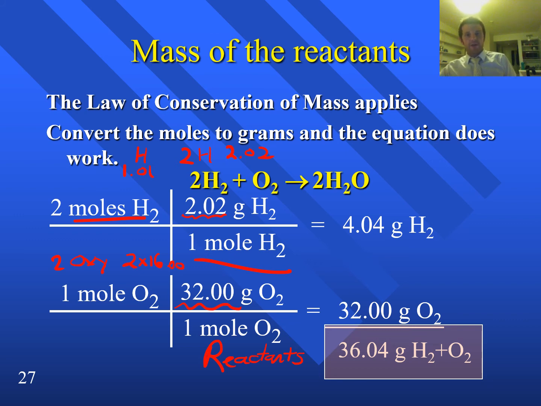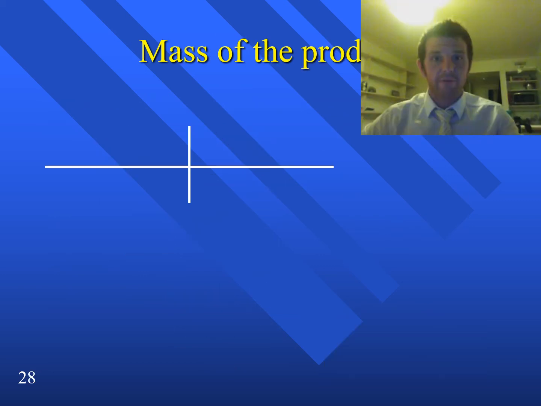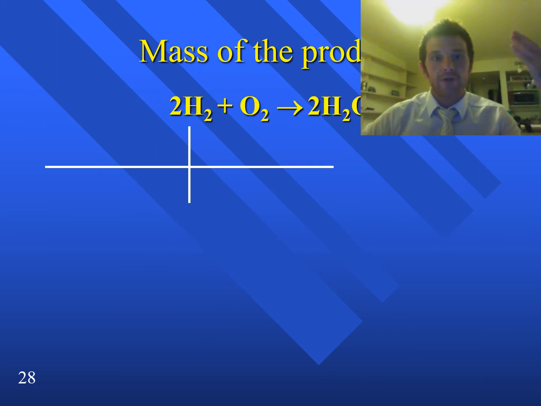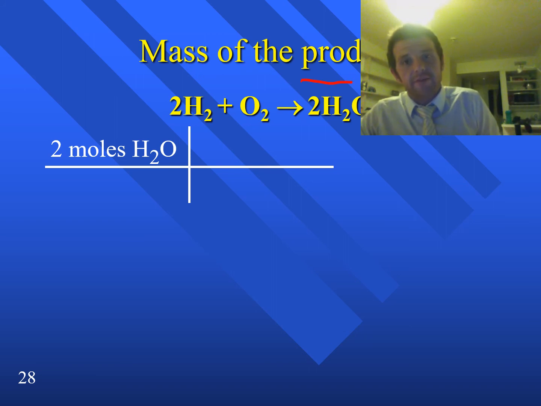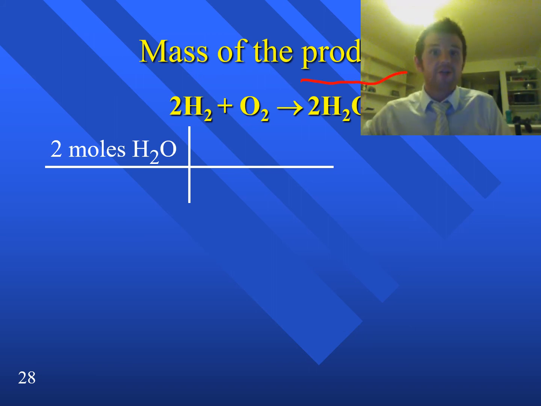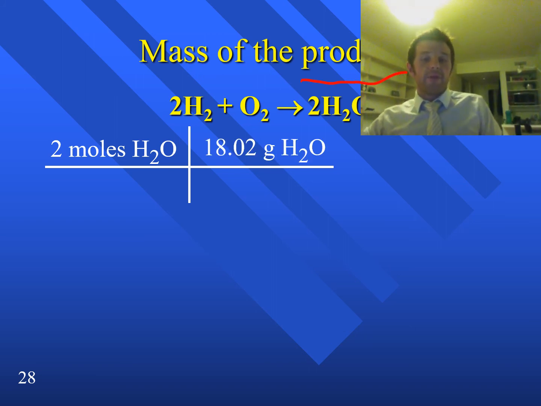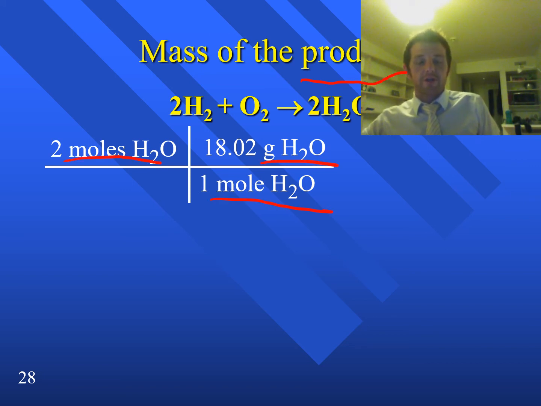So what you should be thinking is on the left side of the equation, I have 36.04 grams. That's what I'm starting on. And then now I'm going to just do the same exact proof, but for the product side. So this is the mass of the product. So I've got 2 moles of H2O. This number is coming off of the periodic table, so I took my unit and I dropped it down, and I'm switching it to grams because I want to look for the mass of the product.